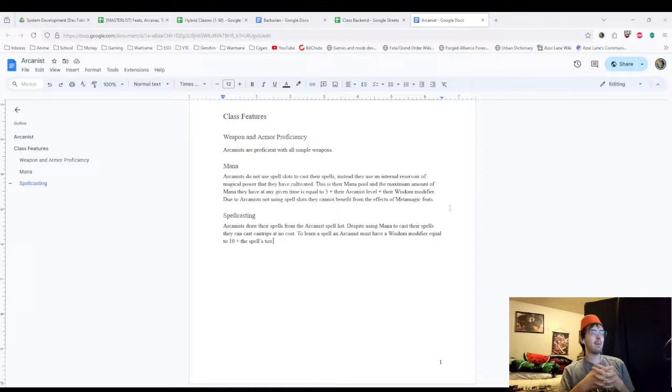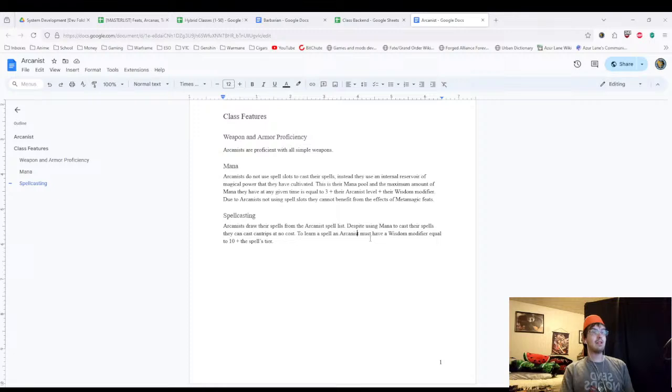Let me start over. That says Arcanist. Anyway, so you need to have a base 11 to learn a first tier spell, and base 12 to learn a second tier, and on and on until 10th tier, which is the exception, because 10th tier spells require that you have a base 30 in your primary spellcasting stat to learn and cast them.